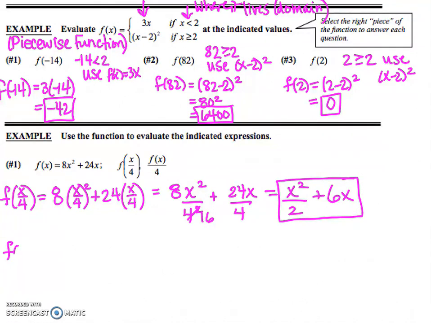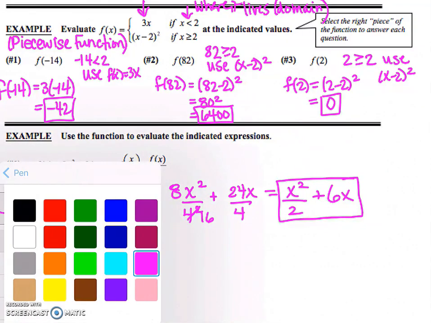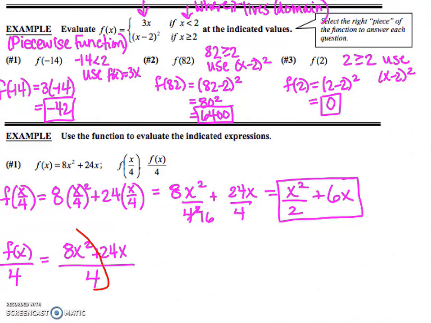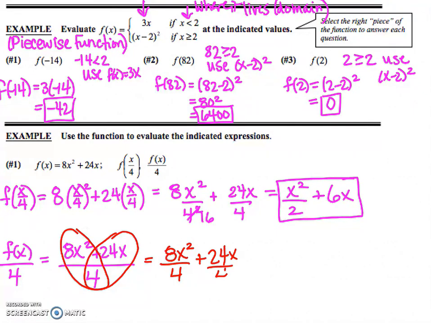The second example asks us to do f of x divided by 4. Well, that just means take the function, which is 8x squared plus 24x, and put it all over a 4. So this is what I call, let me change my color so you can see it here, a love connection, right? Because we're going to divide both of these by 4. See the love there? So this is going to give us 8x squared over 4 plus 24x over 4.